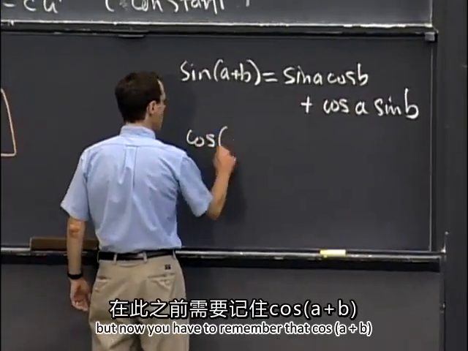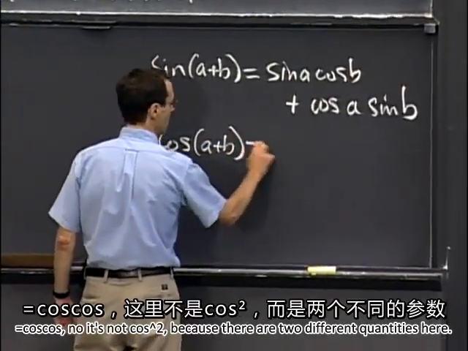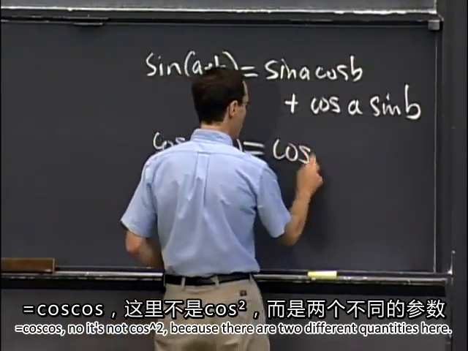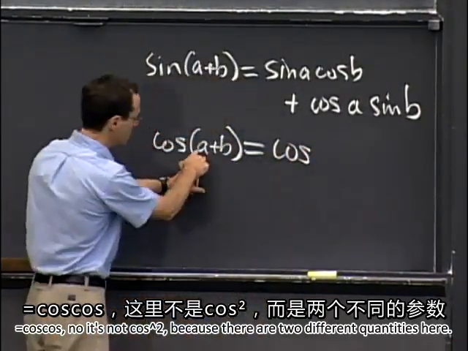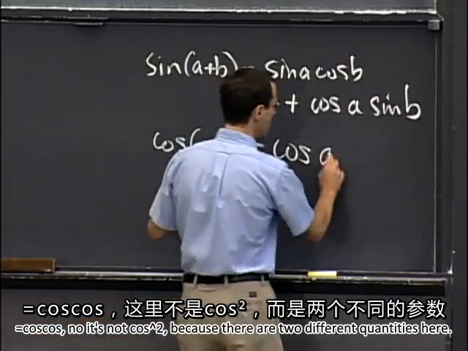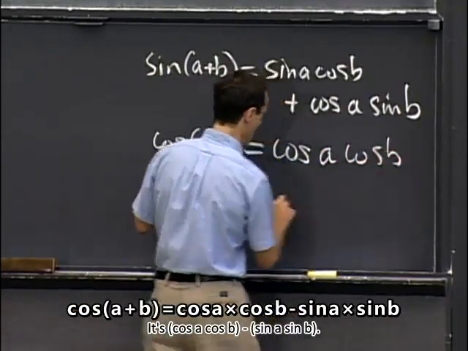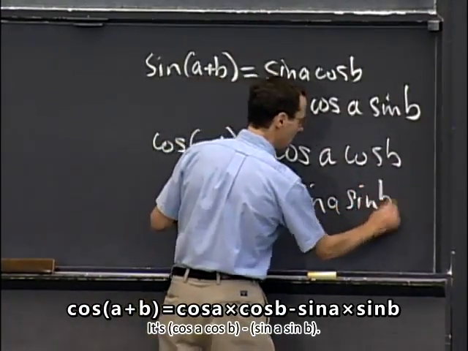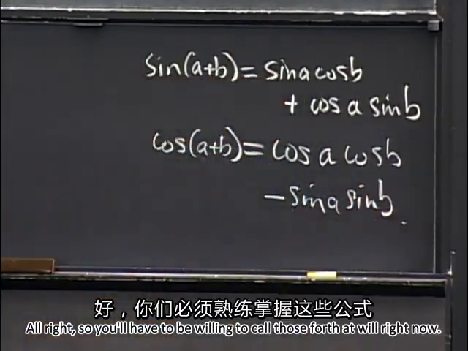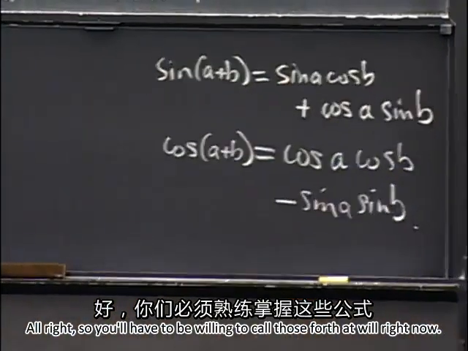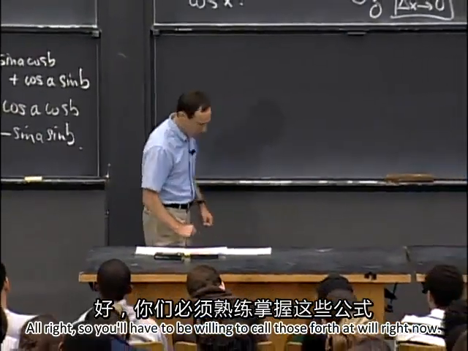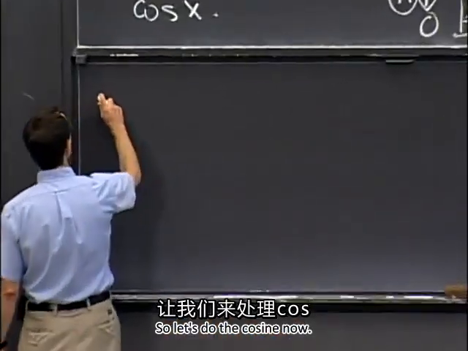But now you have to remember that cosine of A plus B is equal to cosine cosine. No, it's not cosine squared because there are two different quantities here. It's cosine A cosine B minus, here's the minus sign, sine A sine B. All right. So you'll have to be willing to call those forth at will right now. So, okay, let's do the cosine now.